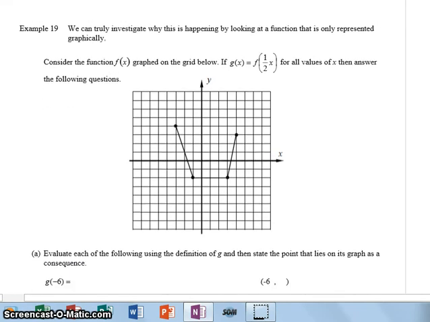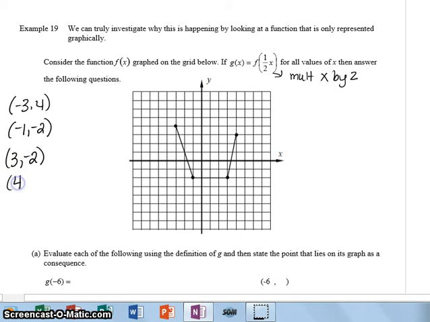Example 19. We can truly investigate why this is happening by looking at a function that is only represented graphically. Okay, so you don't have to worry about this. So now in your head you need to say, I'm going to multiply the x's by 2. Okay, so again, there's only 4 definite points on this graph. So I'm going to write those 4 definite points on the side. So that's (negative 3, 4), (negative 1, negative 2), (3, negative 2), and (4, 3). So again, I just went through and wrote those coordinates down.